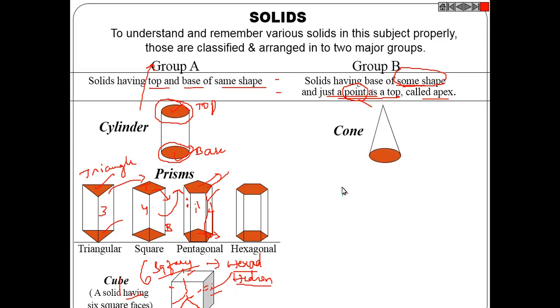Then coming to group B, we have a point at the top and a shape at the bottom. This type of solid we call a pyramid.